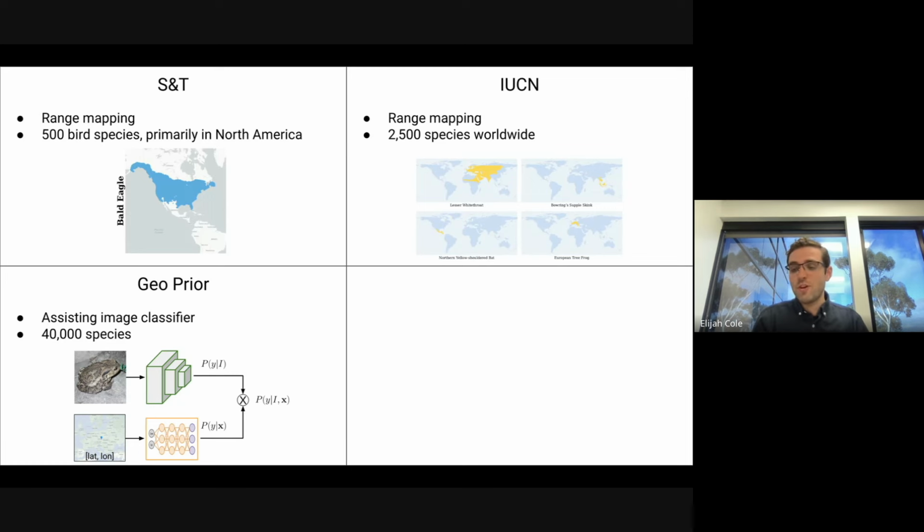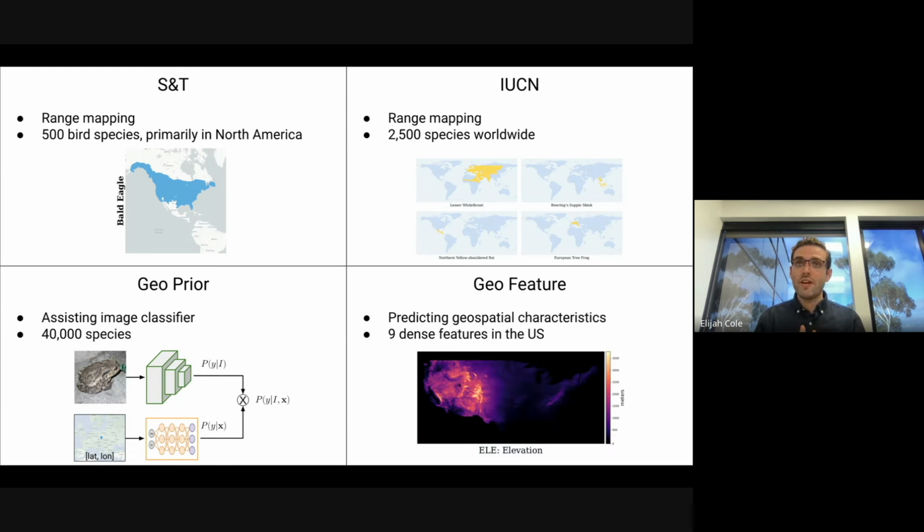Then we also evaluate these models on the geo-prior task, which we talked about earlier, whether the maps that the models are producing improve the performance of an image classifier that's trained on 40,000 different species. And we also evaluate the quality of the latent representations themselves. So the idea is if you train these geo models, they get a latent embedding of location as well as the species maps. And so for this geo feature task, we don't use the species maps, we just use the latent embedding. And what we do is try to do a transfer learning task to predict 9 densely available geographical features in the United States. So things like elevation or temperature, things like this. So it's basically assessing the extent to which the geo model is capturing latent environmental features based on the species occurrences alone.